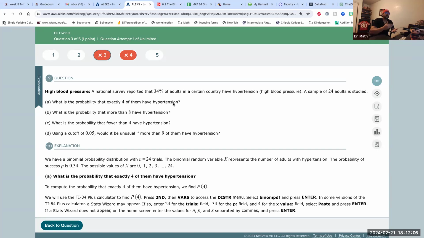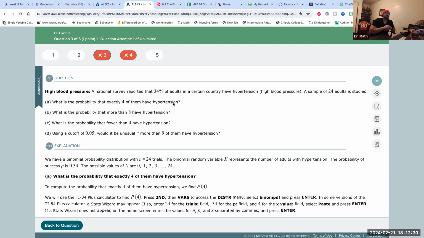We're going to ask every single one of these 24 adults, do you have hypertension? And it's either going to be a yes or no, right? There's only 2 outcomes. So this is one of the criteria for this being a binomial distribution, right? You have 2 outputs. There's also a fixed number of trials, right? We only have 24 adults here.